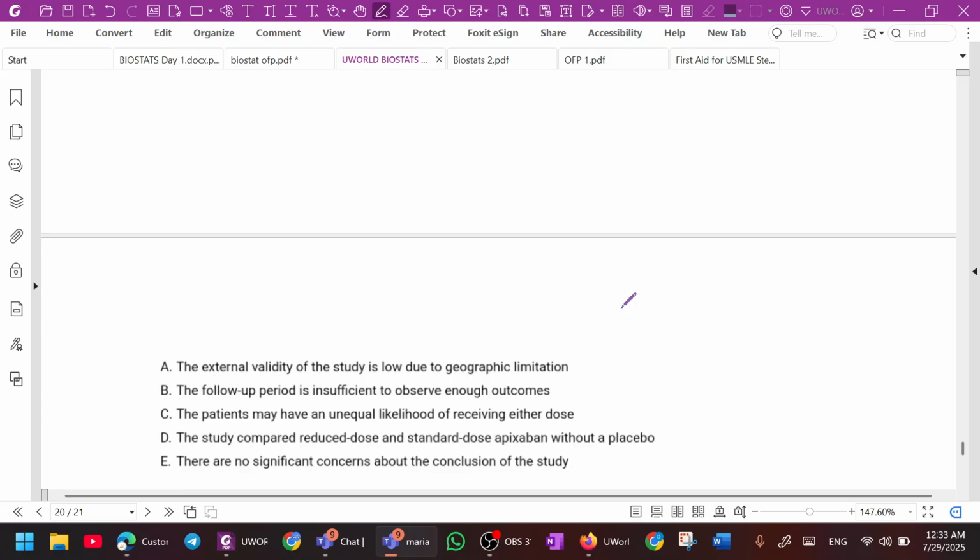Don't you think they're trying to ask you what is wrong with this study? Just simplify it in your head. Don't repeat it. They're trying to ask me what's wrong with this study. What did the researchers do wrong? What is wrong with what the investigator did?